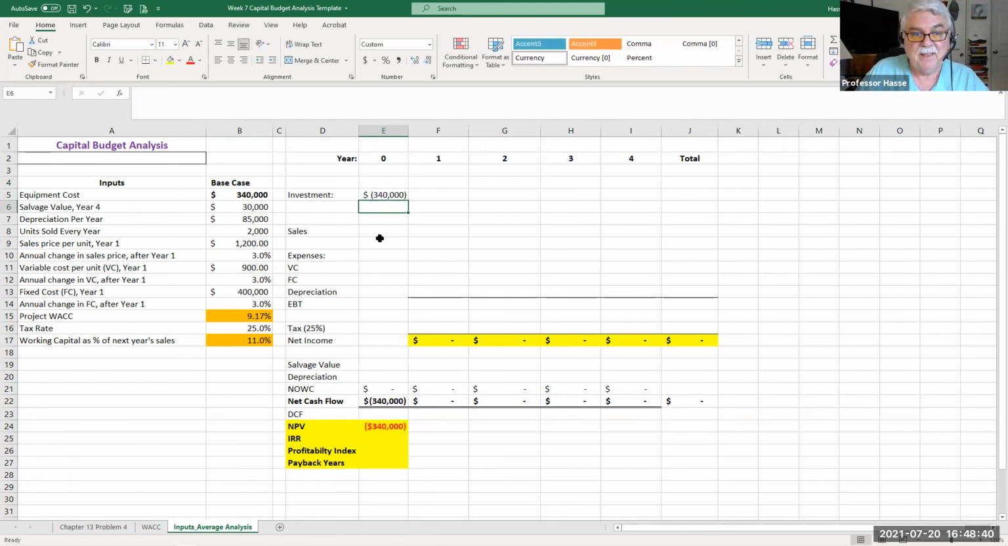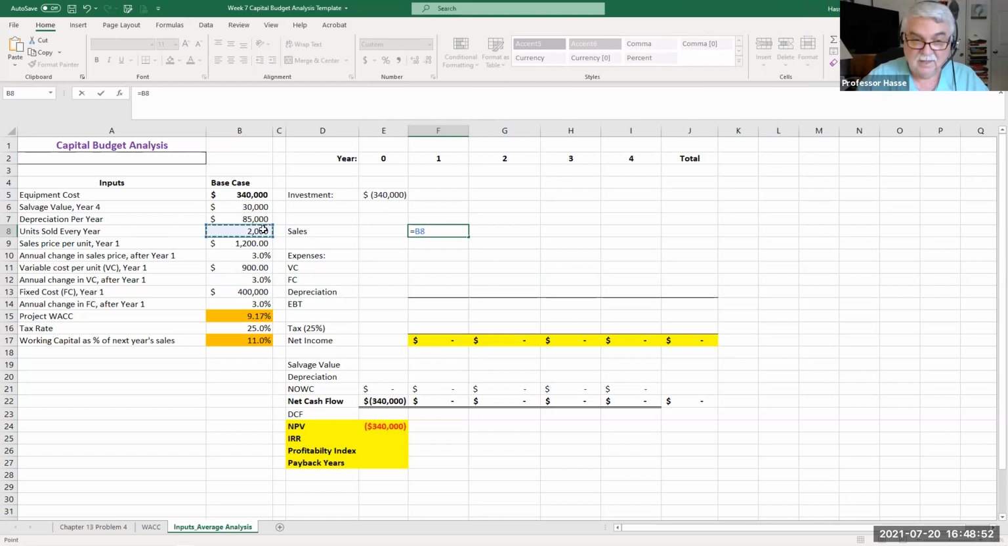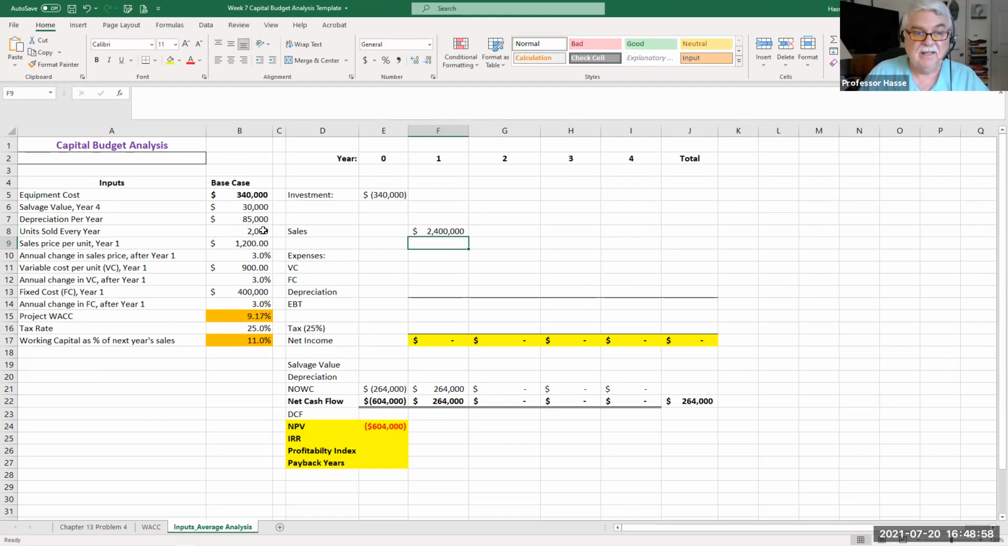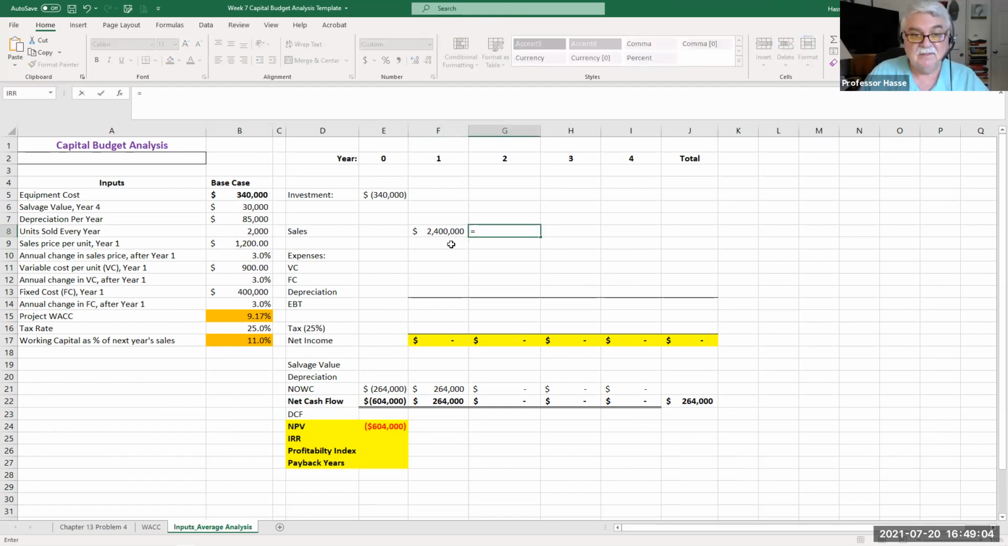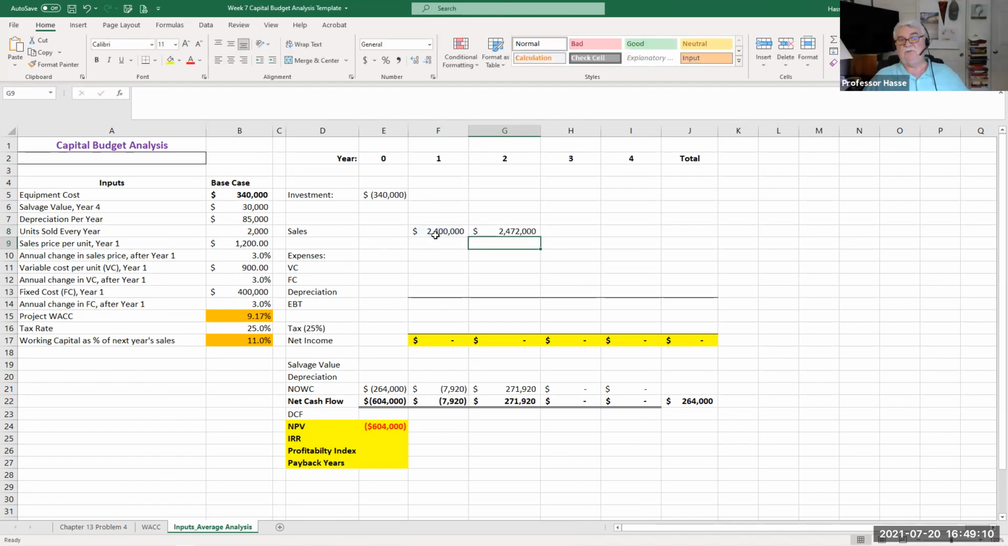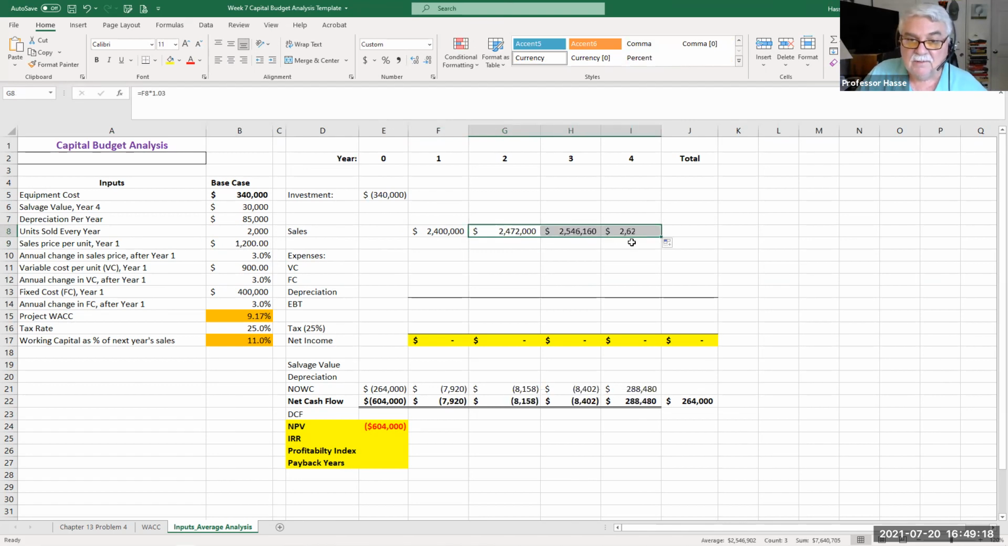That's our investment, okay? Our sales are, we're selling 2,000 units a year at a selling price of $1,200. So equals 2,000 units times $1,200. There's our revenue for year 1. And that is going to have an inflated rate of 3%. So now we're going to take this times 1.03. That's our inflation rate, 3%. We're going to increase our sales by 3% after year 1. And now I'll just slide that over to year 4. And there's our total revenues for the 4 years.